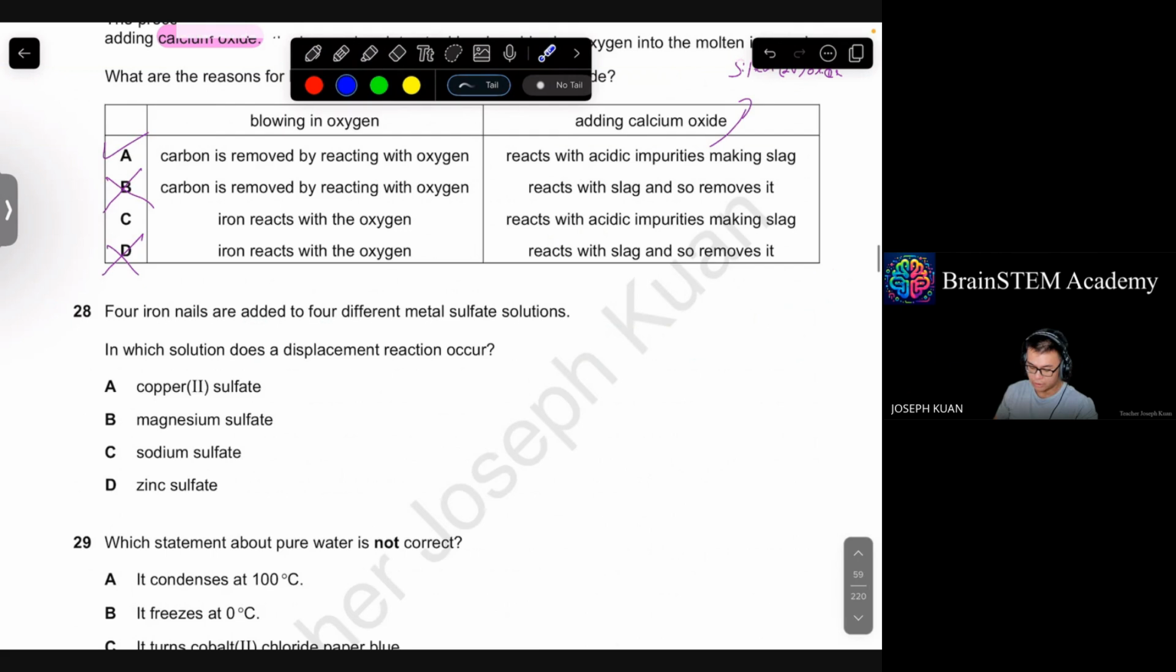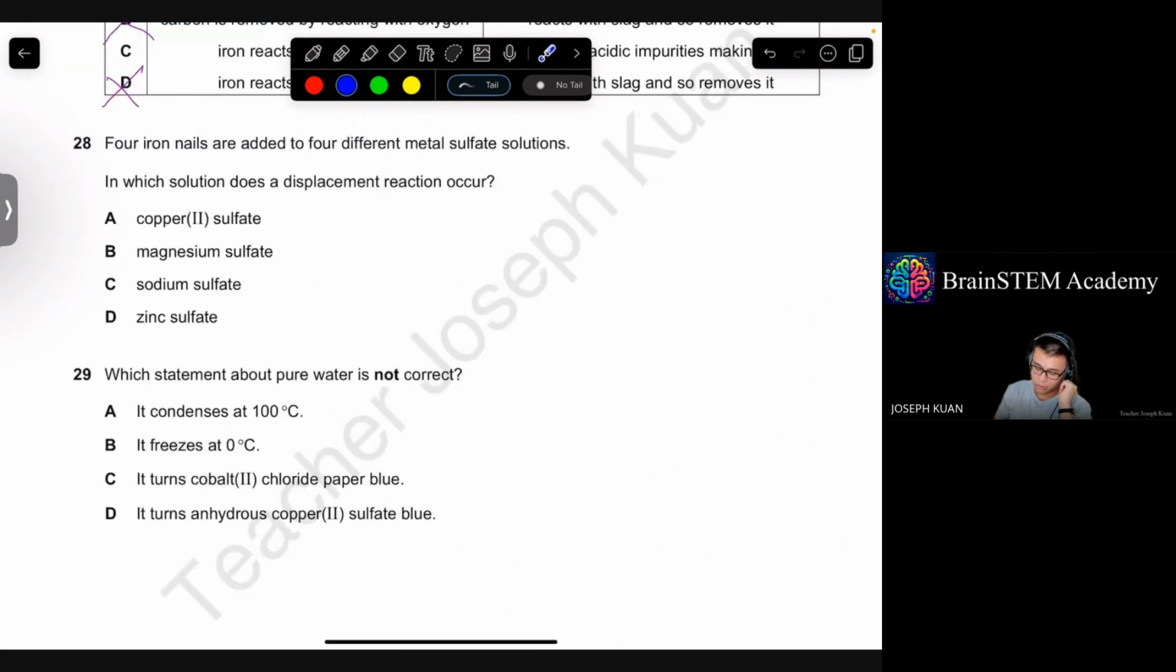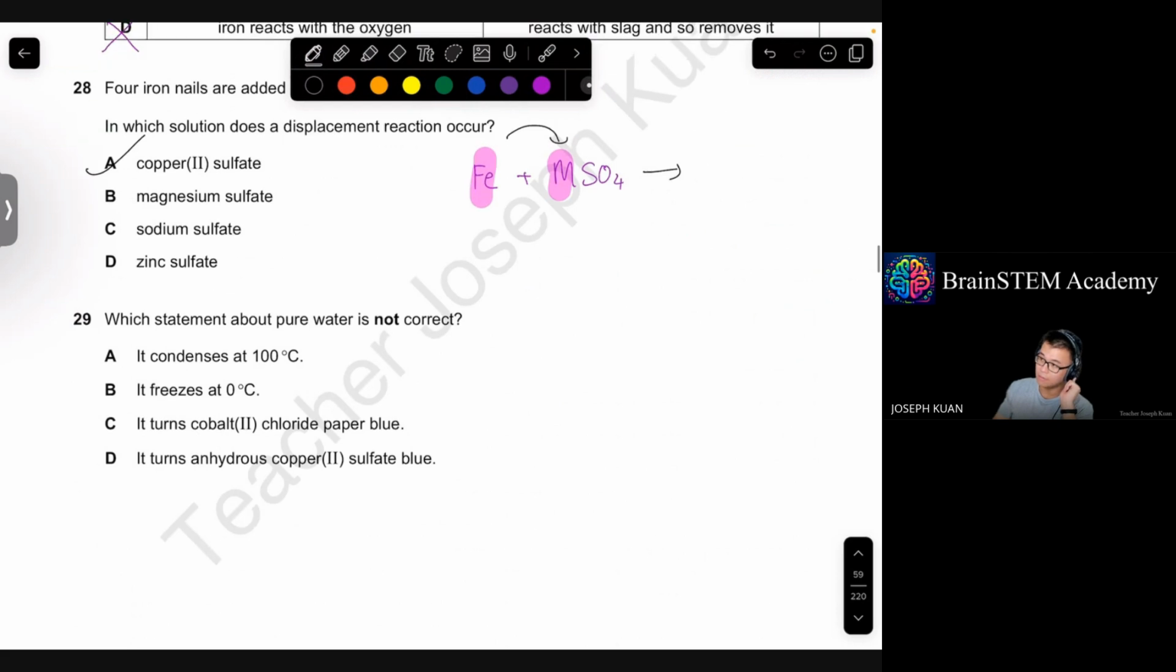So let's look at question 28. Four iron nails are added to four different metal sulfate solutions. In which solution does a displacement reaction occur? Iron has to be more reactive than this metal so it can displace it. So the best answer is A. As we mentioned many times, copper is less reactive than iron, so it's easily displaceable by most metals. Okay, question 29.